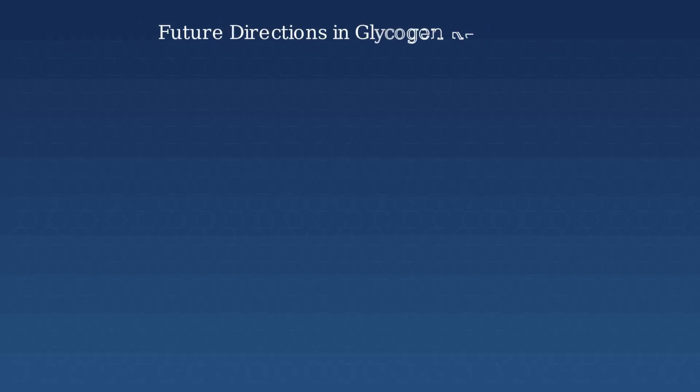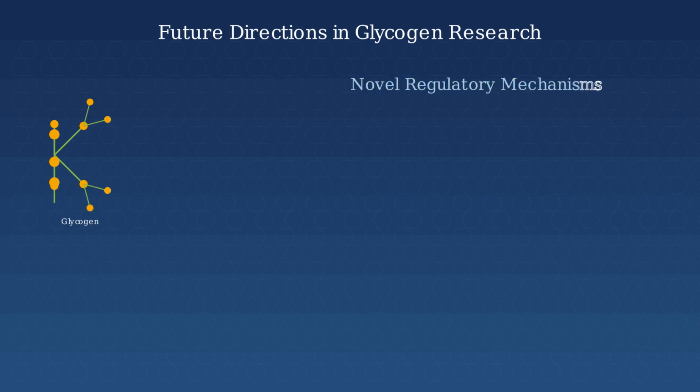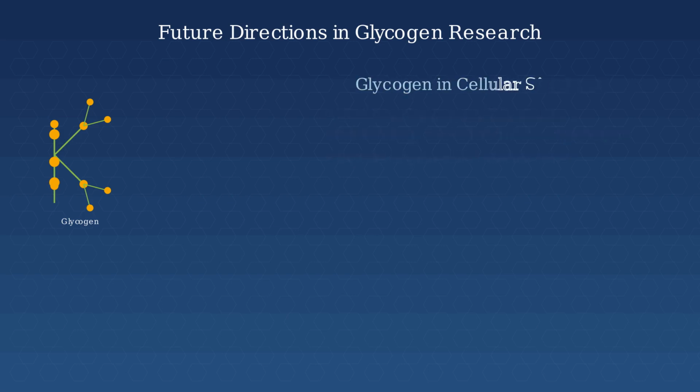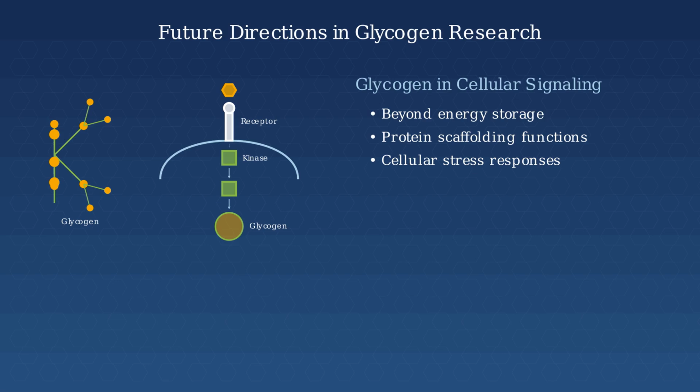Recent research continues to uncover new aspects of glycogen biology and potential therapeutic applications. As our understanding of glycogen metabolism evolves, several exciting research directions are emerging. Novel regulatory mechanisms are being discovered, including post-translational modifications of enzymes, non-coding RNAs, and the spatial organization of glycogen within cells. Research is revealing that glycogen serves roles beyond energy storage, functioning as a scaffold for proteins and influencing cellular stress responses.